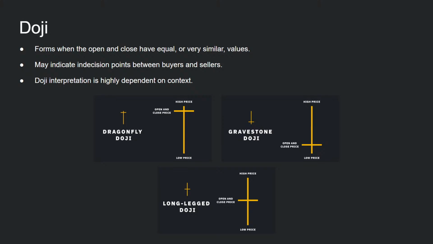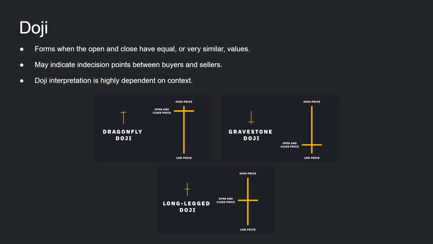Lastly, we have the doji formations. Dojis are formed when the opening and closing price of a candlestick have the same or very similar values. So you can see that these candlesticks don't have a body. They are just made of lines or wicks. Doji candles indicate that we are in indecision points between buyers and sellers. There is no clear winner. And that's why they are highly dependent on the context.